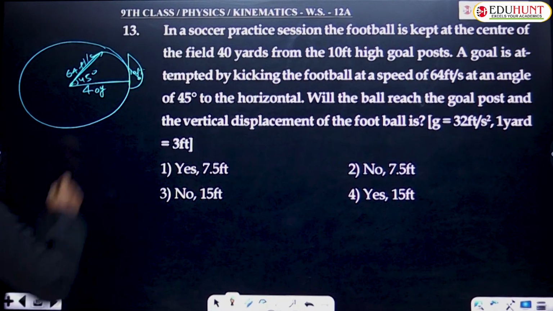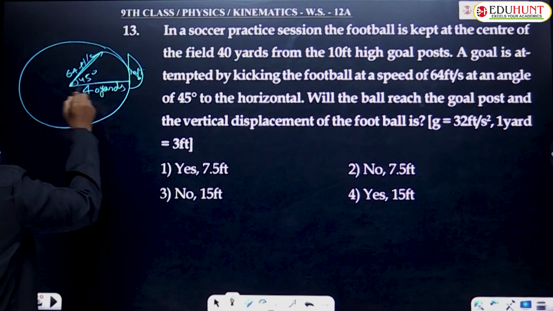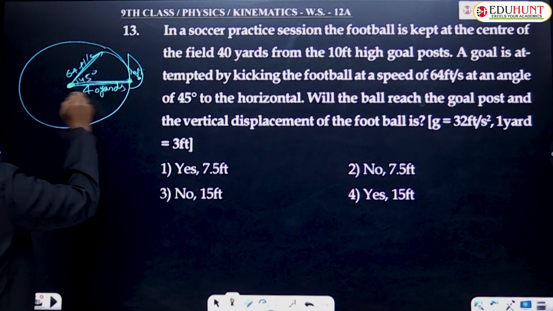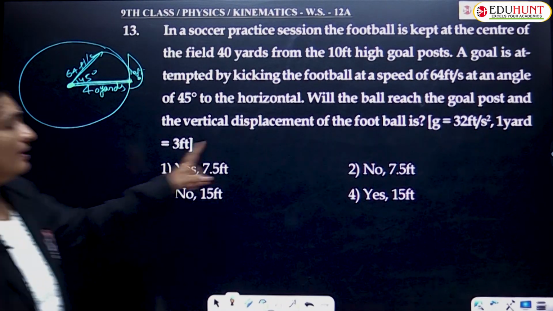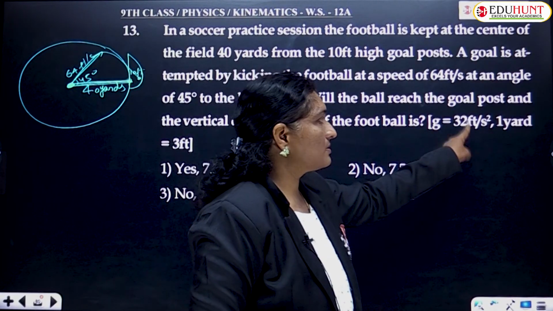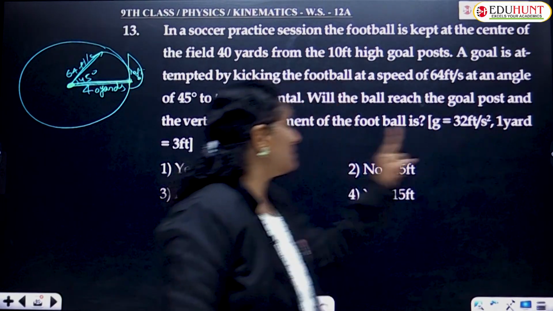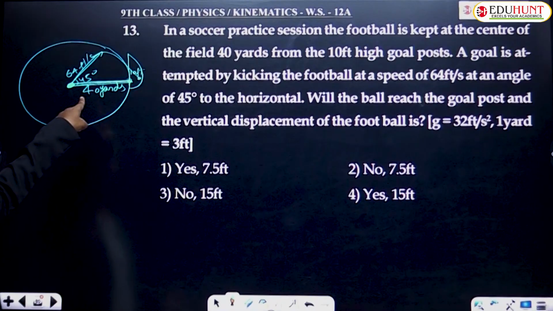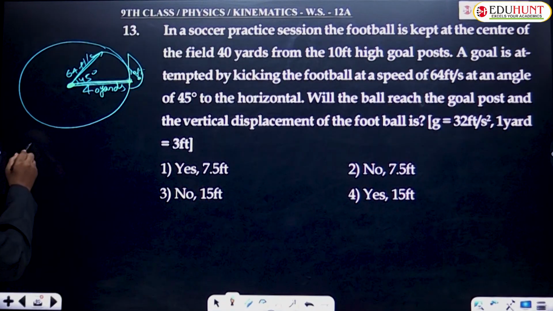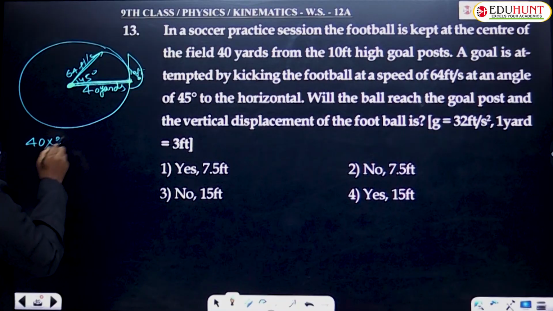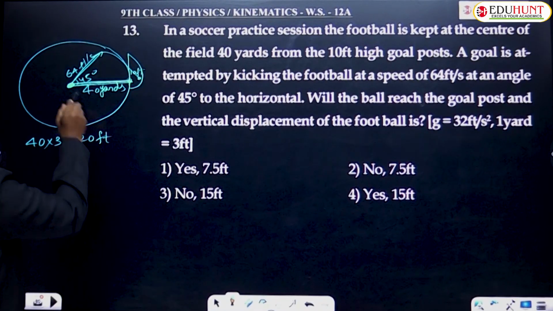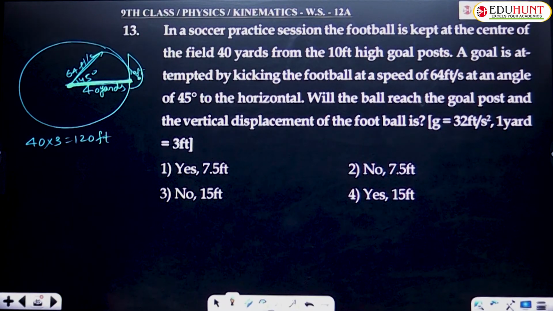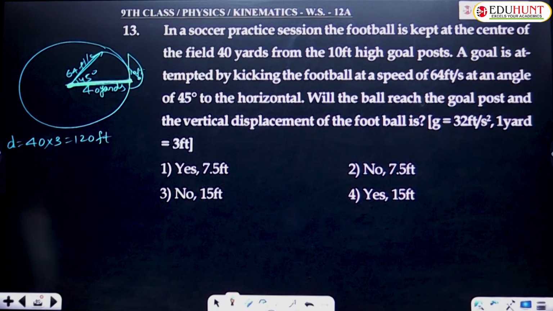Children, here if you observe, the range from the football to the goal post, the total distance, was given as 40 yards. In brackets it was given as the value of G, you are asked to take 32 feet per second square, whereas the value of 1 yard was given as 3 feet. If 1 yard is 3 feet, 40 yards is 40 into 3. This is 120 feet. So the total distance from the football to the goal post is found to be 120 feet. This is the actual distance.